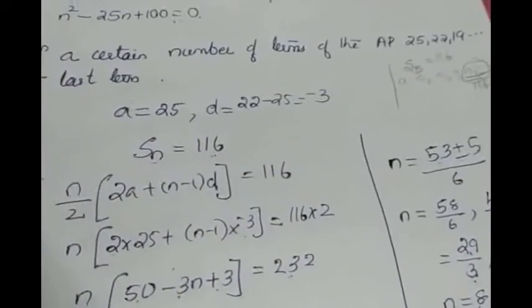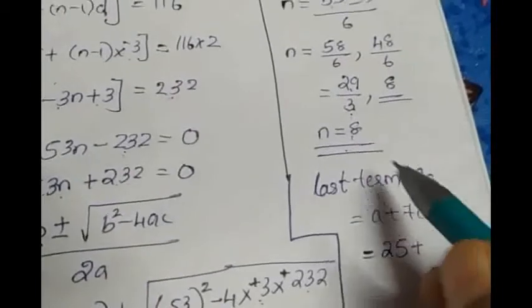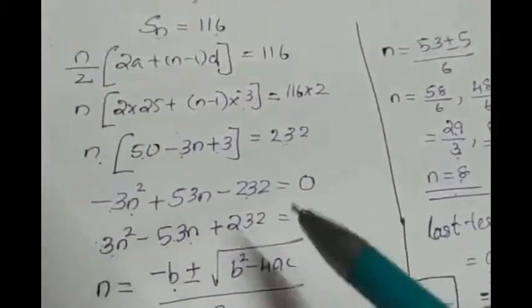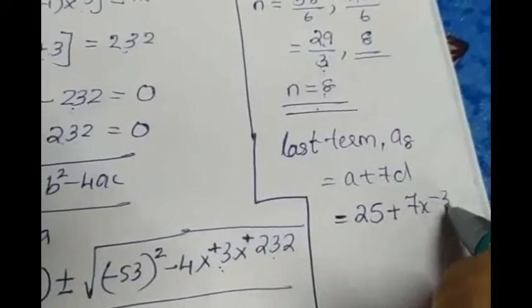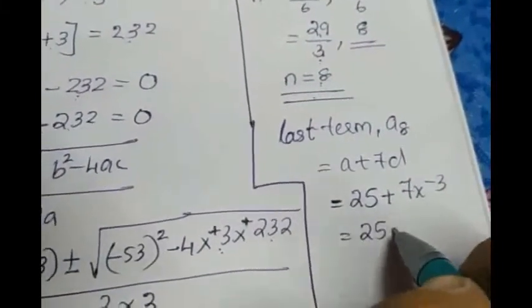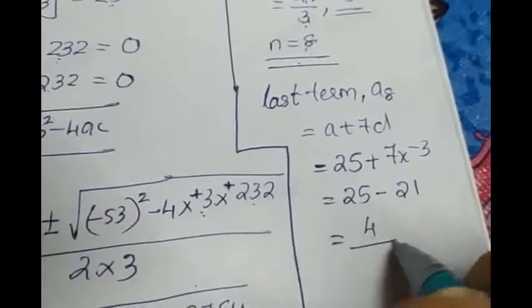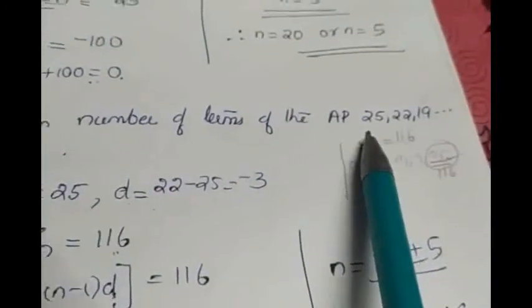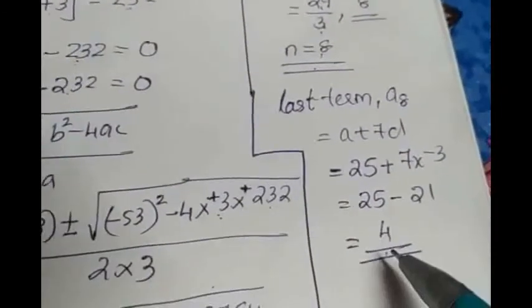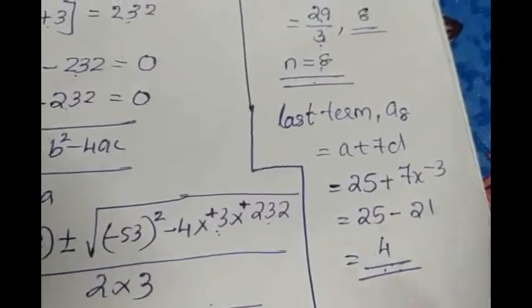What is A? We have already written the value of A as 25, plus 7 into D. We got the value of D as minus 3. So 7 into minus 3, isn't it? So 25, 7 3s are 21. 25 minus 21 gives you the value 4. Okay. So the last term of this AP, in which the sum is 116, is 4. That means the 8th term of the AP, which gives the sum as 116, is 4.